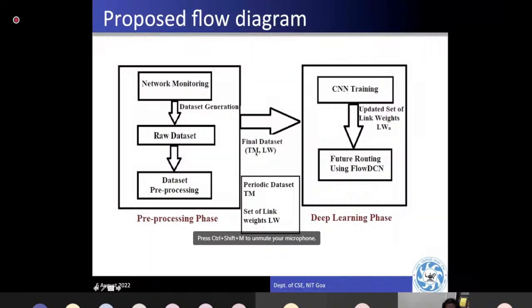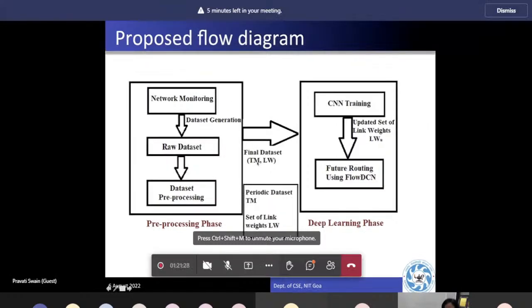Here the TM is the traffic matrix. The traffic matrix has two features. One is the available link bandwidth, and the other is the link weights, which is a one-dimensional array. Each link has a weight value, and that is a function I will tell you about.